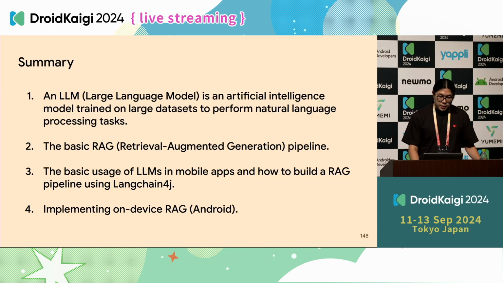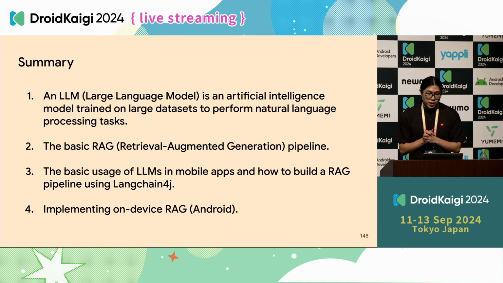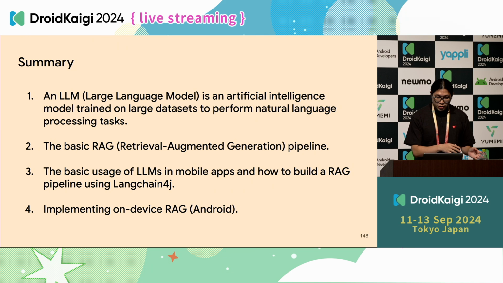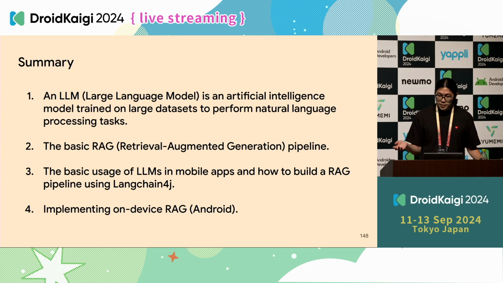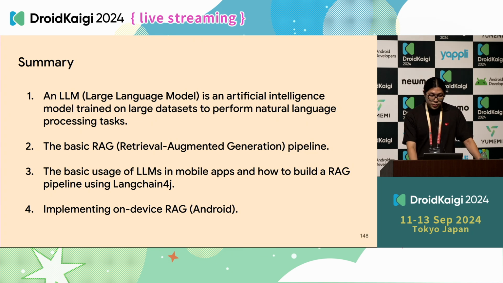Here is the summary of what I talked about today. First, LLMs are trained on large amounts of data to perform NLP tasks. Then we explored the concept of RAG and the basic processing of the RAG pipeline. Additionally, we covered how to implement an API-based LLM and looked at how to use LangChain4j, which is a Java version of a RAG framework, to implement the RAG pipeline. And finally, we reviewed how to migrate to an on-device RAG pipeline.